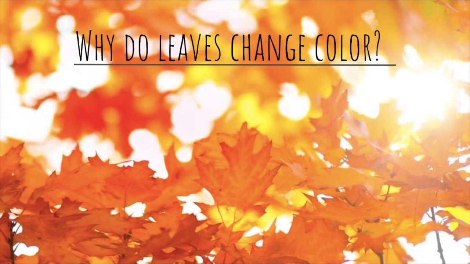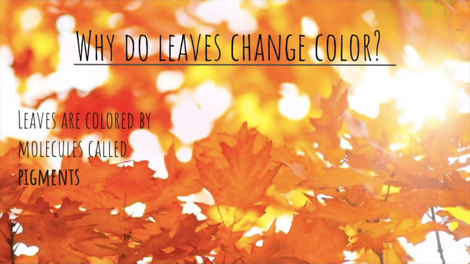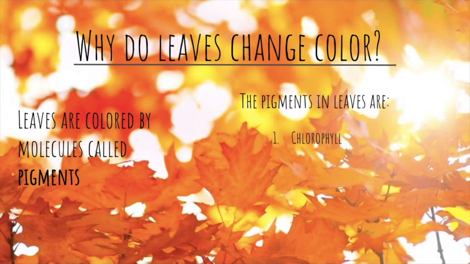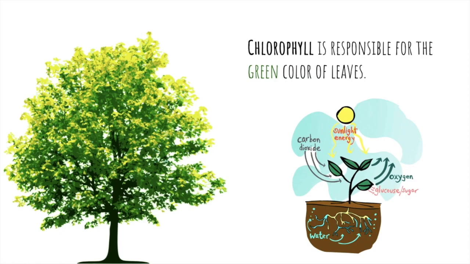Why does this happen? Well, leaves are colored by molecules called pigments, and there are three types of pigments present in leaves. These are chlorophyll, carotenoids, and anthocyanins. During the spring and summer, the leaves of a tree are responsible for most of the growth and contain the majority of food for the trees. These leaves are typically colored green and get this color from a pigment called chlorophyll.